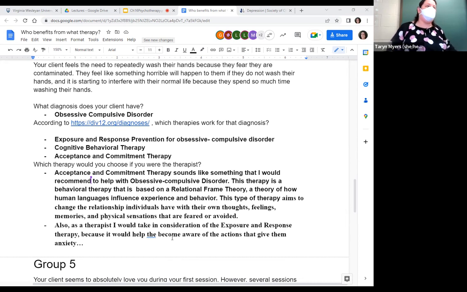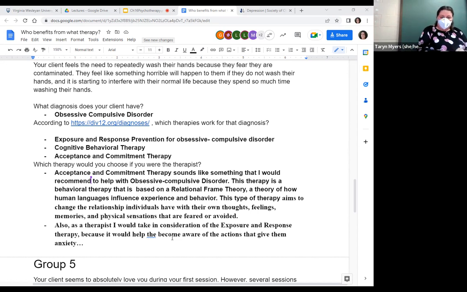Yeah, so this is where you would actually expose them to something that would usually make them do their compensatory behaviors, and not let them do them. The reason to do that is not to be mean, but it helps them realize that if they don't do those behaviors, something horrible is not going to happen. Because in their mind, the reason they do those over and over, checking, cleaning, whatever, is because something horrible will happen if they don't. And then the other person liked acceptance and commitment therapy.